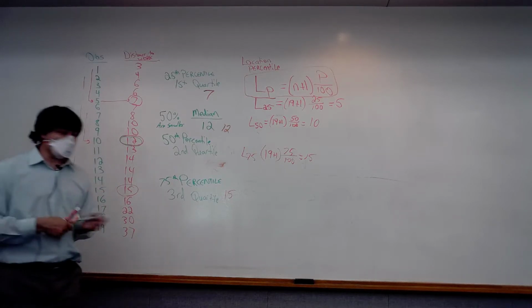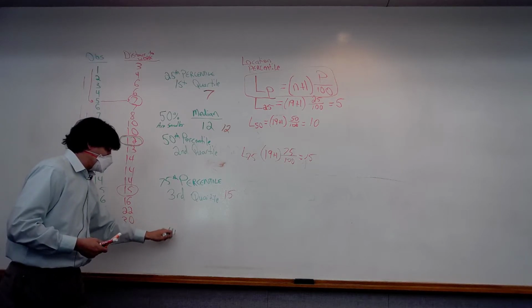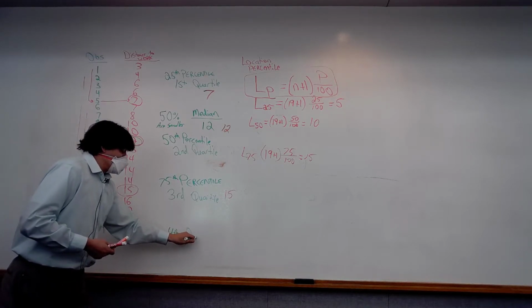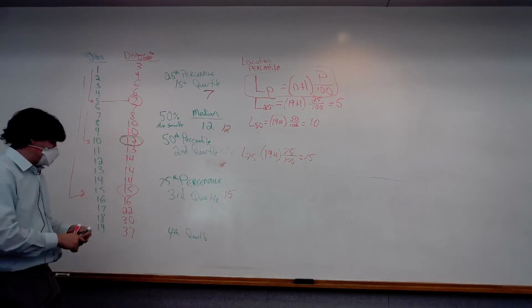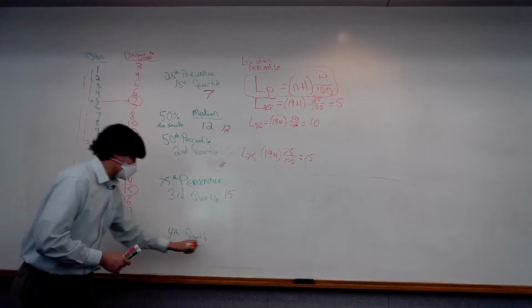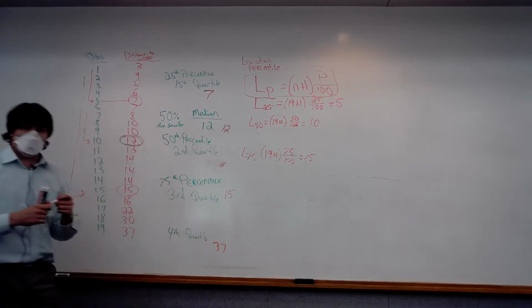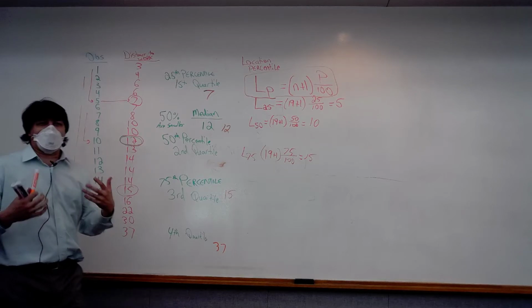Now, technically, there's a fourth quartile, and we could calculate this out. It'll actually give us 20, which we don't have. But really, the fourth quartile is just our largest value. You're never going to see that reported.